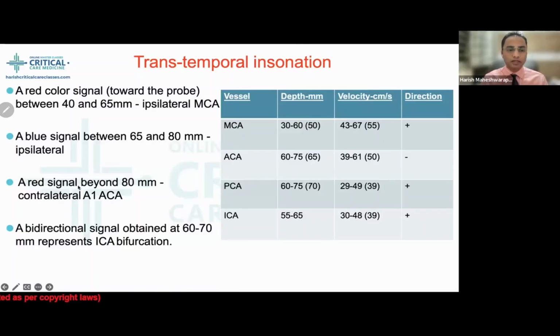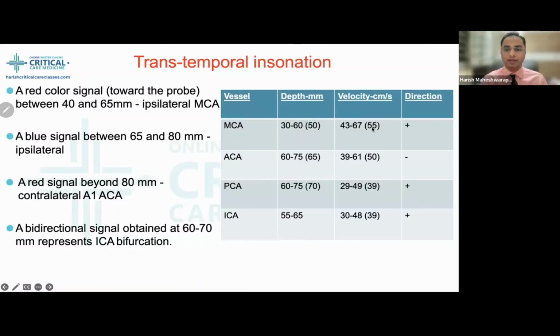Okay, so a red signal beyond 80 millimeter is the contralateral A1 branch of the anterior cerebral artery. A bidirectional signal obtained at 60 to 70 millimeter represents the ICA bifurcation. So this is again like MCA, the depth is in between 30 to 60. ACA is 60 to 75, PCA is around 60 to 75, ICA is around 55 to 65.